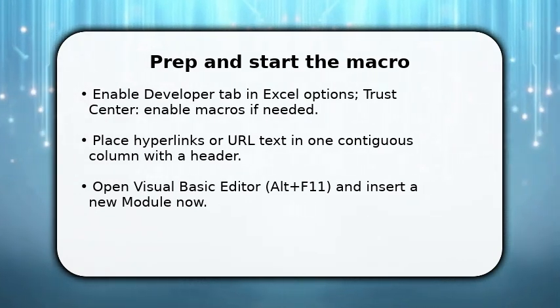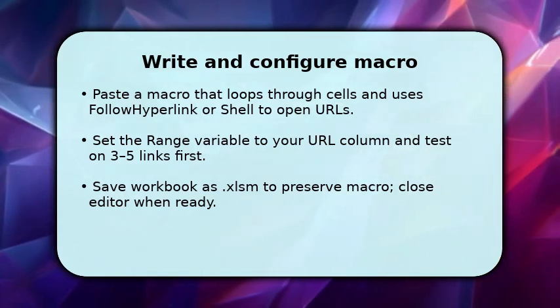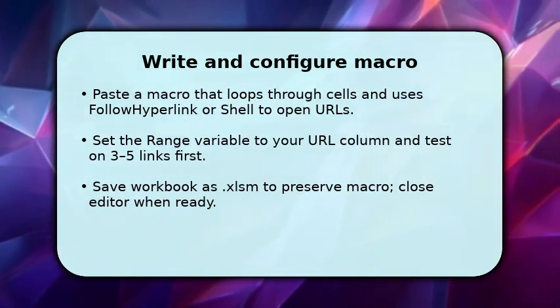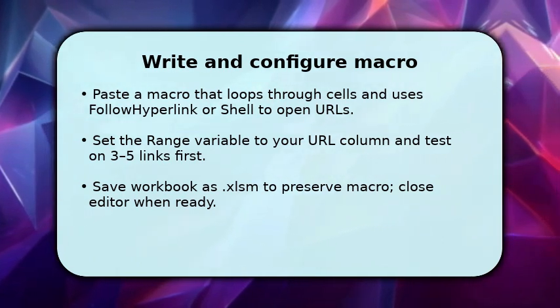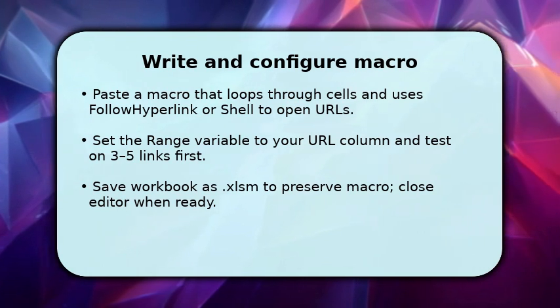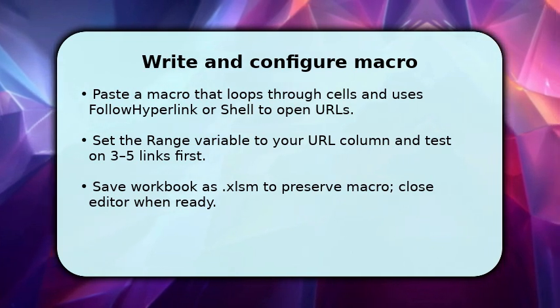Now you add the macro that iterates the range and opens each address. You'll paste code that checks each cell for valid URL, then calls follow hyperlink or shell to launch the default browser. This is why you test on 3 to 5 links first, to confirm behavior and avoid mass junk tabs.